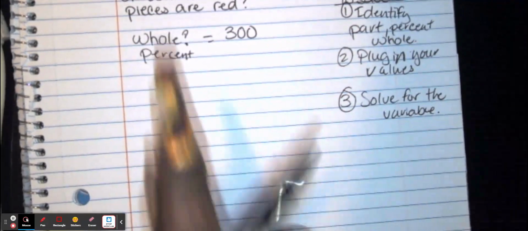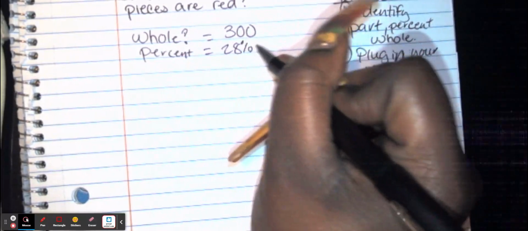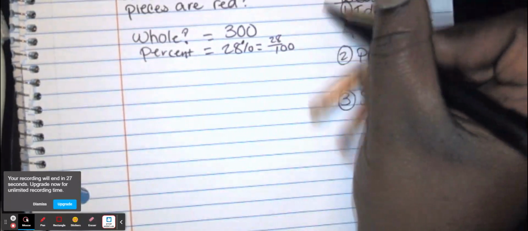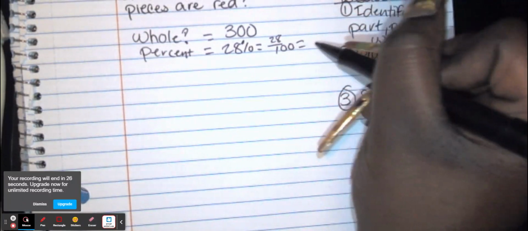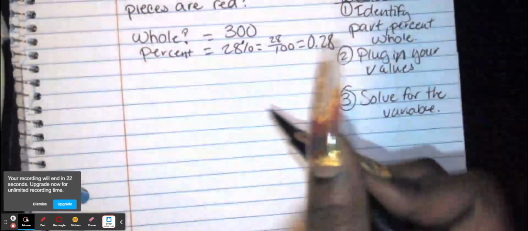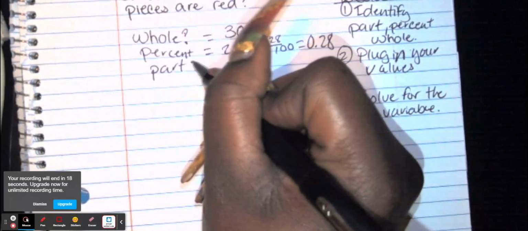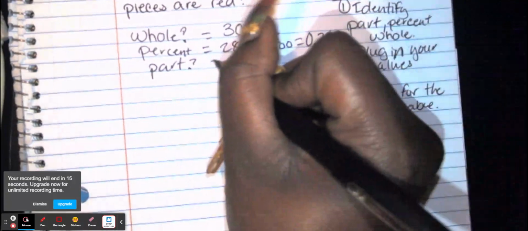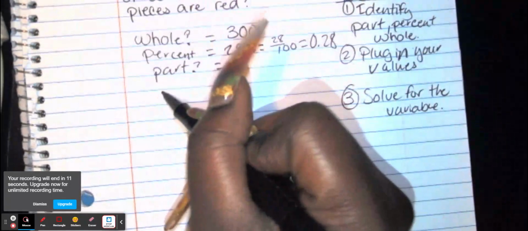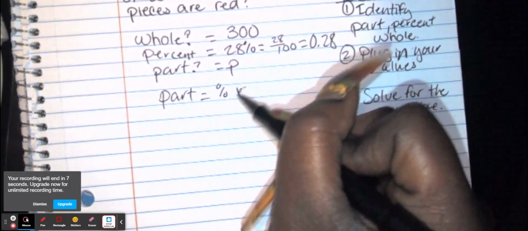Simple. So here I know my percentage is 28%, but I know that is also 28 over 100, which is the same thing as 0.28. And I'm trying to figure out what this part is, or I don't know what my part is, so I'm going to make that P. So here, plug in my values, part equals percent of a whole.